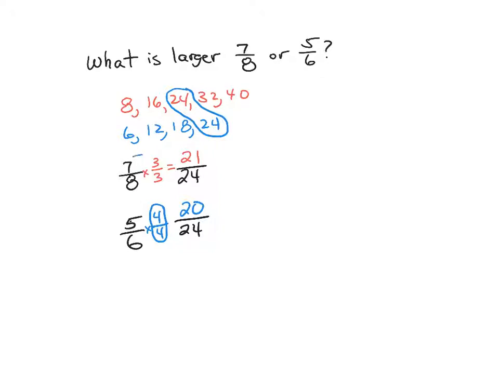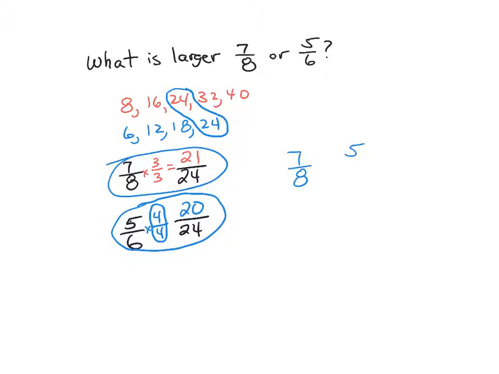I know 7/8 is the same thing as 21/24. I know 5/6 is the same as 20/24. Well, 21/24 is bigger than 20/24, so if I wanted to use my greater than or less than symbol between 7/8 and 5/6, I know 7/8 is larger, so I'm going to say 7/8 is larger than 5/6.